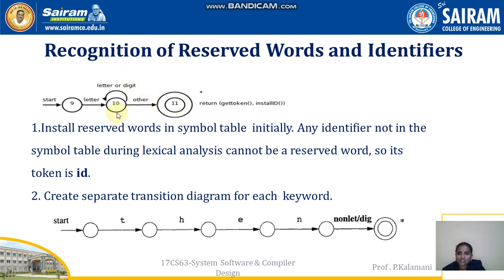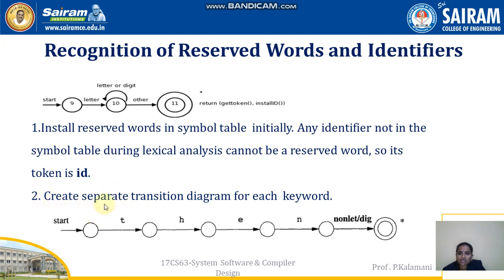So now to differentiate reserved words and identifiers, we have two methods. One method is, in the starting of the lexical analyzer phase itself, all the reserved words will be installed into the symbol table. Whenever any lexeme is identified, it will be checked with the symbol table. If already it is there, that represents a reserved word. Otherwise, it will be recognized as an identifier.